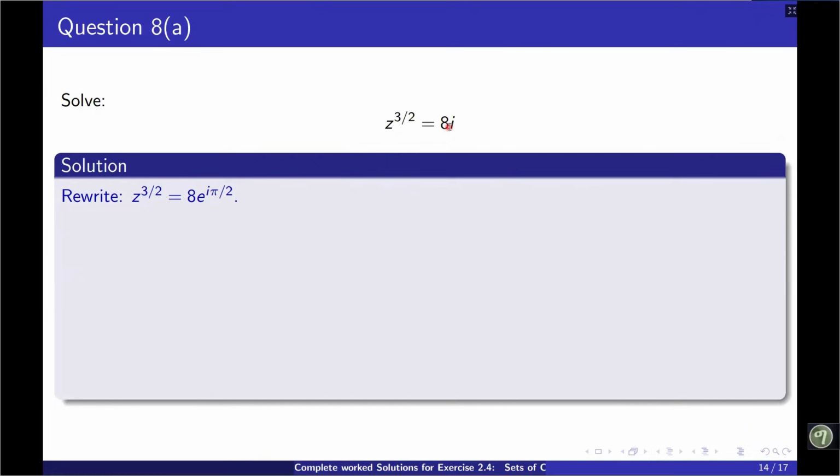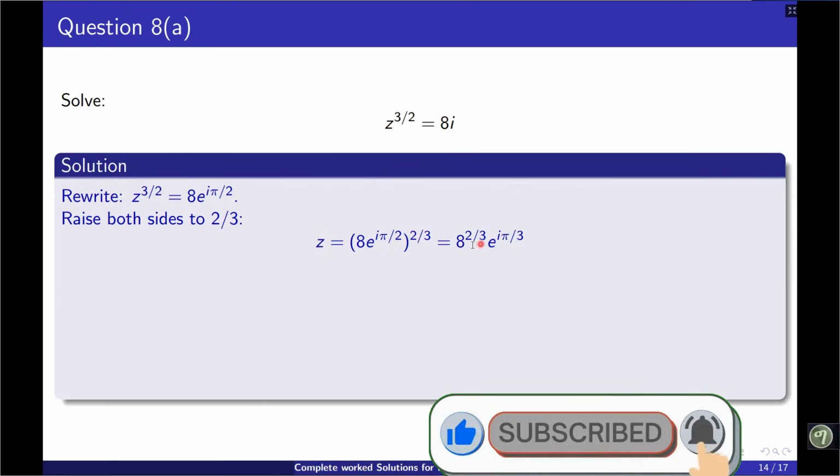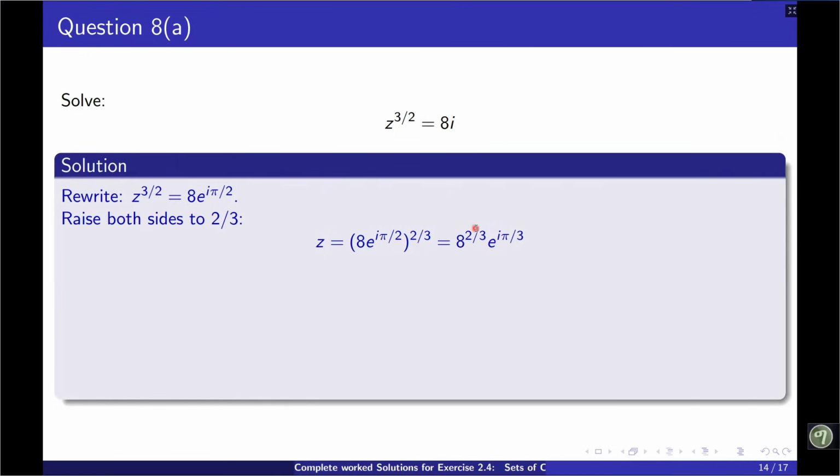When we change this into this form, r is the square root of 8 squared, that is 8, and the argument of this complex number 8i is pi over 2, so it becomes this. Then raising both sides to the power 2 over 3, we have z equal to 8 e to the power of i pi over 2, to the power of 2 over 3, which is 8 to the power of 2 over 3 times e to the power of i pi over 3.